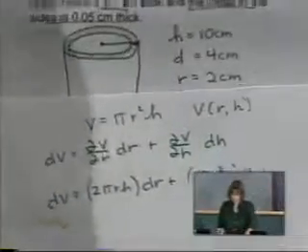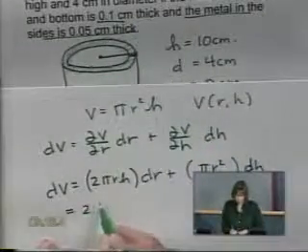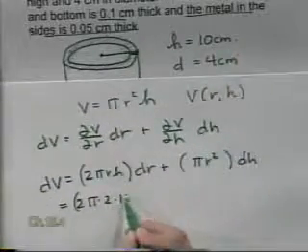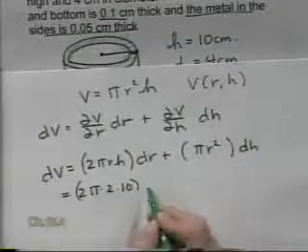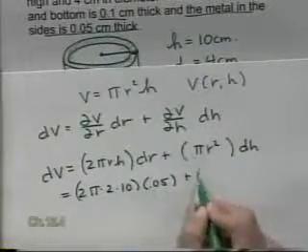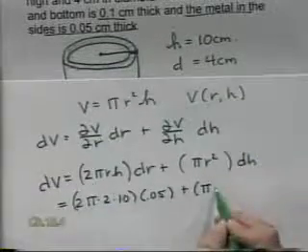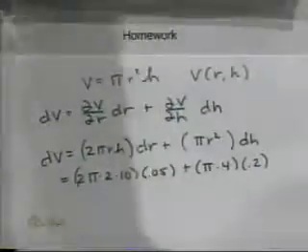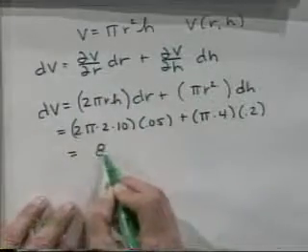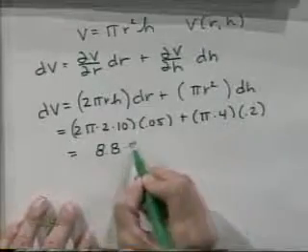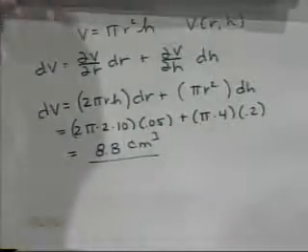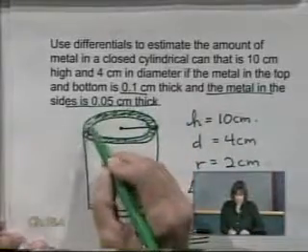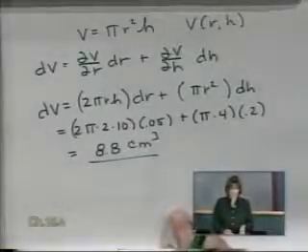And now we have a bunch of things to plug in. So let's see. For r, we're plugging in 2. For h, we're plugging in 10. For delta r, we're plugging in 0.05. For r, we're plugging in 2. And for delta h, we're plugging in 0.2. And again, I already popped this into the calculator. It turns out to be 8.8, and it's going to be cubic centimeters because it's a volume. Okay, so we're estimating this dV, which is actually what the can needs to be, is about 8.8 cubic centimeters.